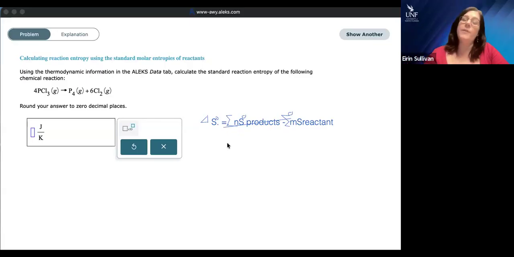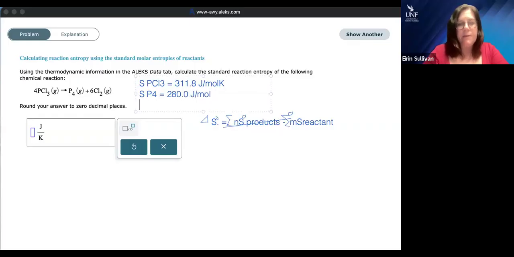So you're going to have to either look up in your textbook, or if you're working in ALEKS, in the data tab, the standard molar entropy for each of the reactants and products. For my PCl3, that is going to be equal to 311.8 joules per mole per Kelvin. Then I'm going to do the rest for all the others. The standard molar entropy for my P4 is 280 joules per mole per Kelvin. The standard molar entropy of my chlorine is 223.1 joules per mole per Kelvin.